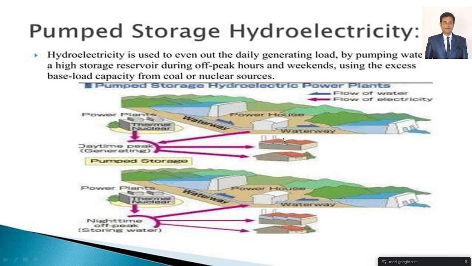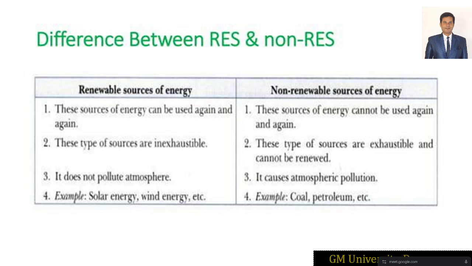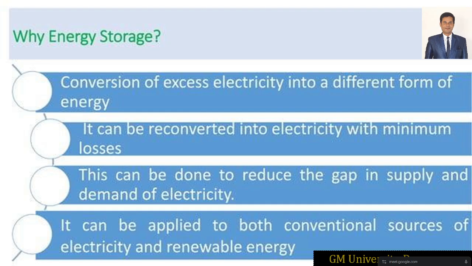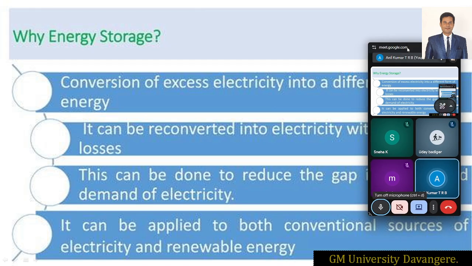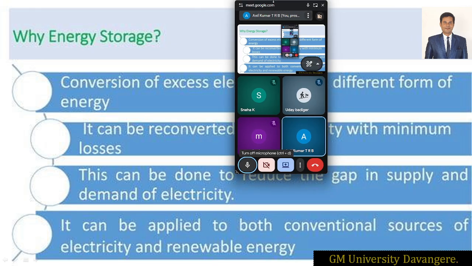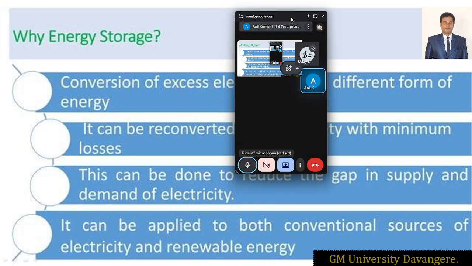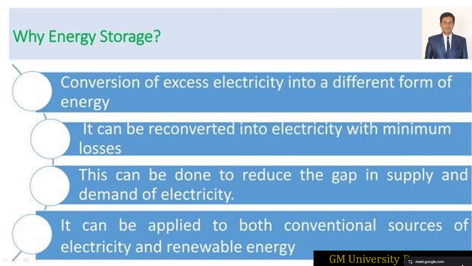Look, you have to concentrate on each slide very properly. See, point number 3. Okay, Uday, I can read point number 3. This can be done to reduce the gap in supply and demand of electricity. Correct, no? Now we understand the point. Yes sir, correct.